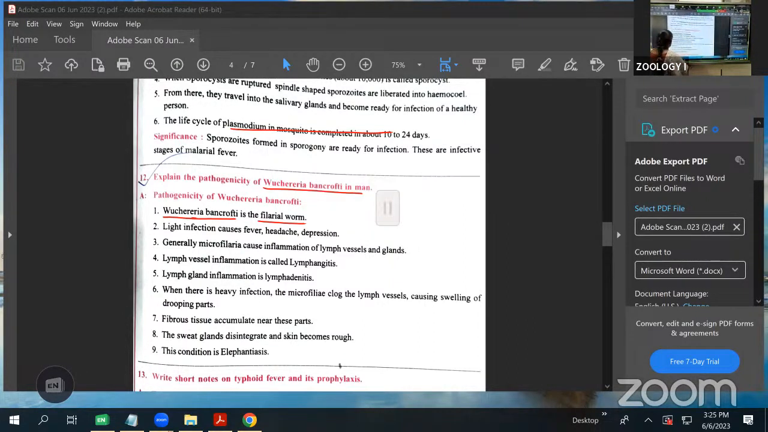Filariasis. That's why we call it a filarial worm. The common name of Wuchereria bancrofti is the filarial worm. When there is a light infection of Wuchereria bancrofti, it causes fever, headache and depression.